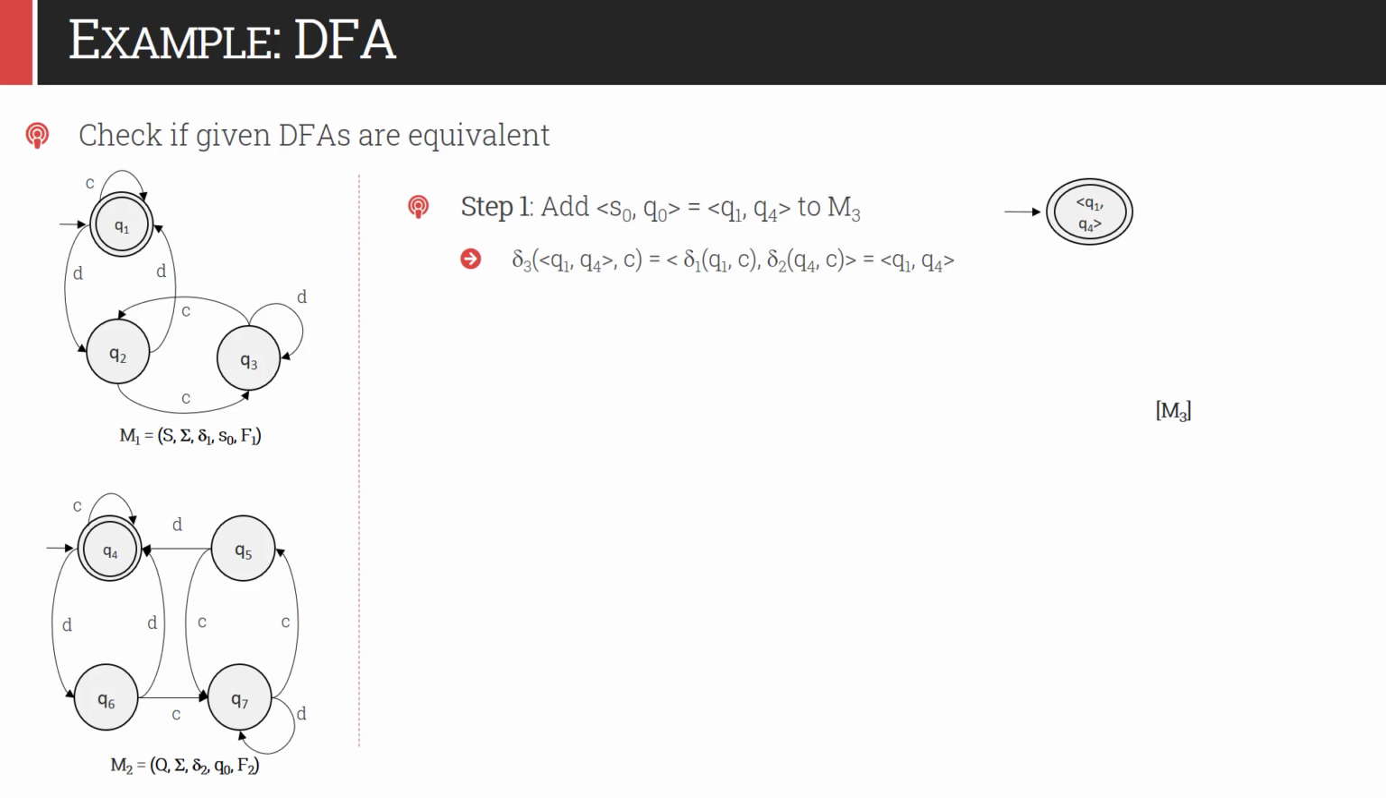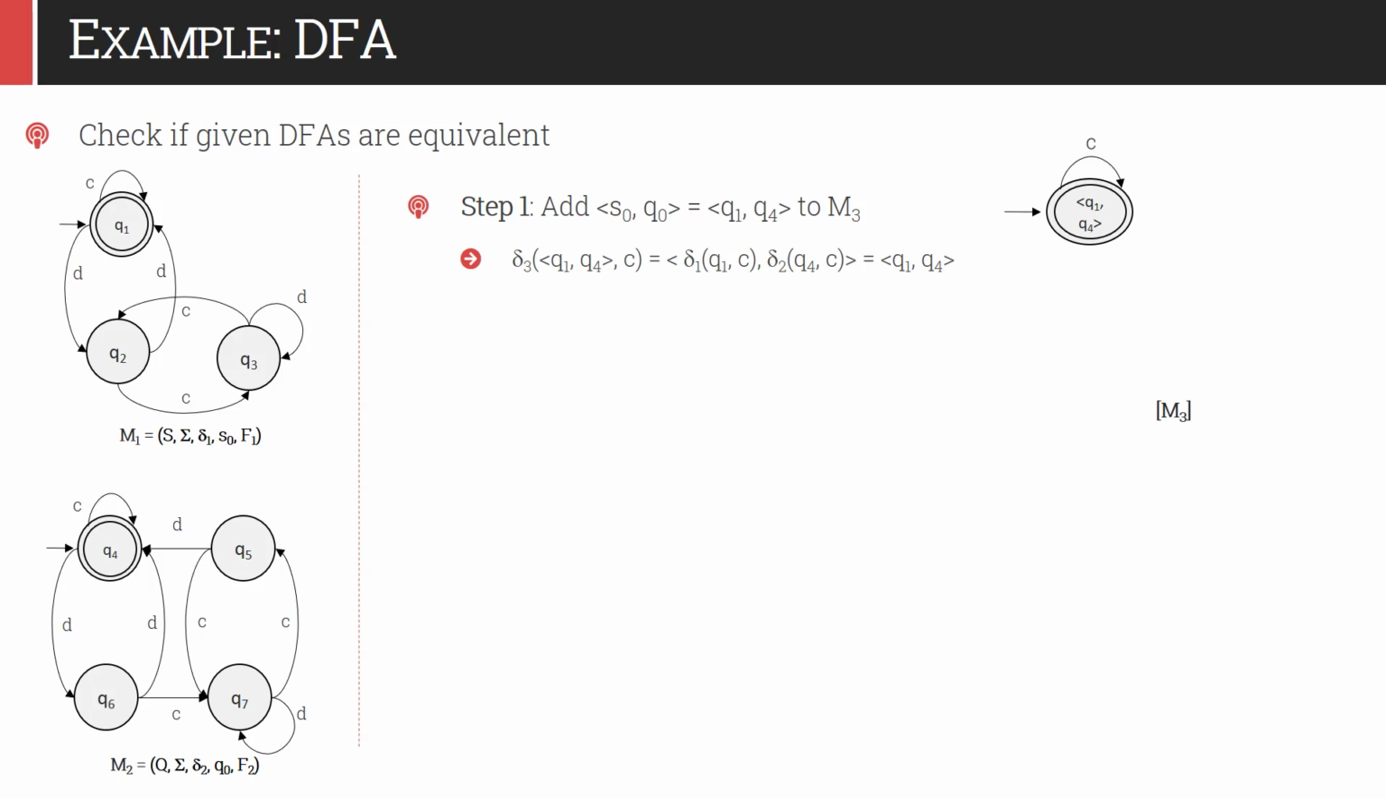If we look at M1, then on C we move to the same state Q1 if we read C. And in machine M2, if we read C from Q4, we remain in the same state Q4 itself. So this transition gives Q1, Q4 itself. So we have to put a self loop of C: when we read C from this combined state, we stay in the same state.